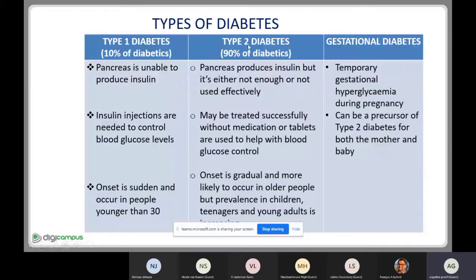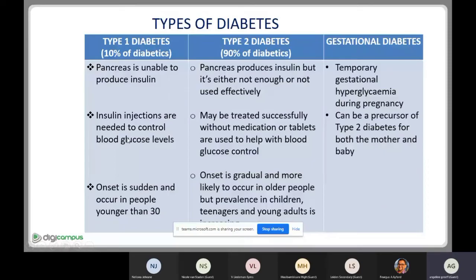Type 2 diabetes is also seen as a lifestyle disease or condition because of people's lifestyles and obviously nutrition, very important. So let's quickly have a look, and you need to know the differences between these two. So type 1 diabetes, I'm first going to have a look at type 1. The pancreas is unable to produce insulin. So here, insulin injections are needed to control blood glucose levels. So people need to take insulin, they need to inject themselves.